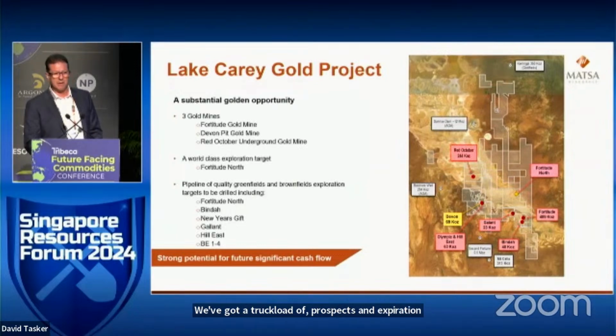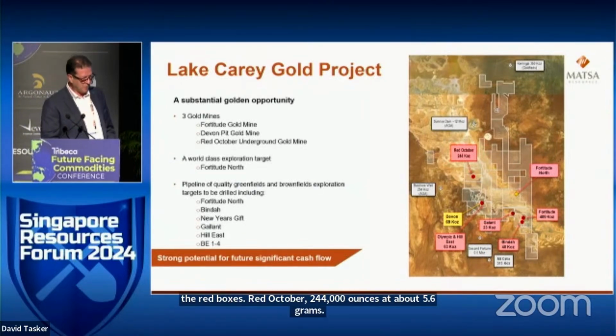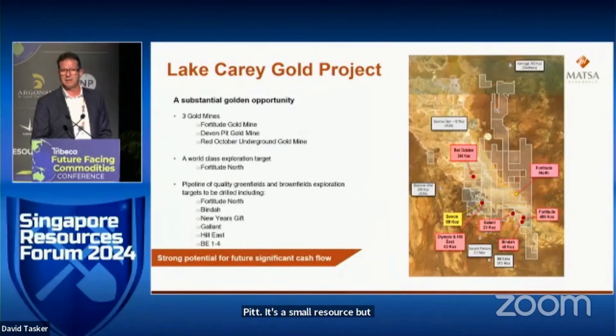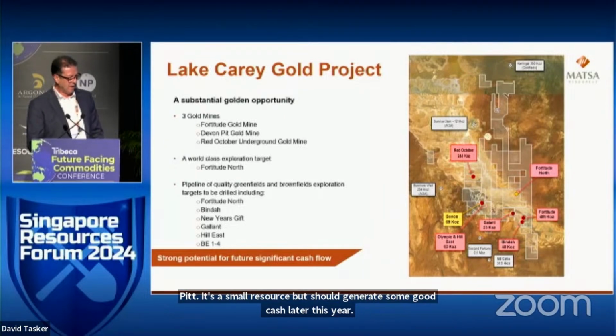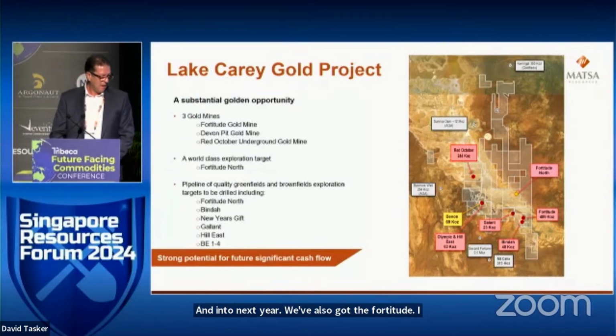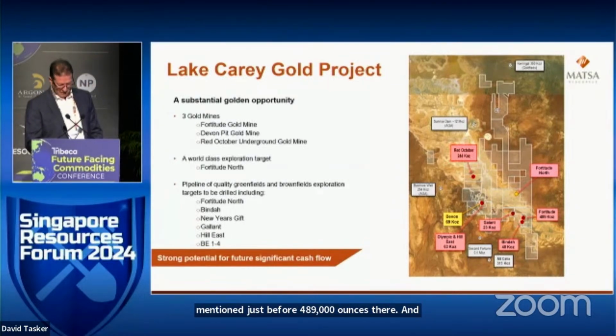That there is our resource outline. You can see there in the red boxes, Red October, 244,000 ounces at about 5.6 grams. But the main one that I want to talk to is the Devon Pit. It's a small resource, but should generate some good cash later this year and into next year. We've also got the Fortitude I mentioned just before, 489,000 ounces there, and then a number of other smaller prospects that just need a fair bit more work. We're surrounded by Sunrise Dam and AngloGold Ashanti to the west. To the north of us is Goldfields and Wallaby and Granny Smith, and then down to the south we've got Northern Star at the Deep South project.